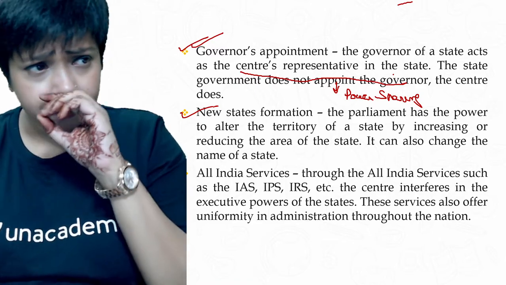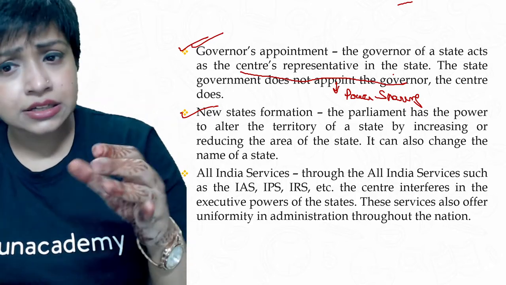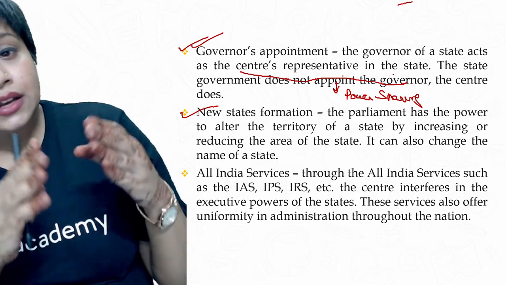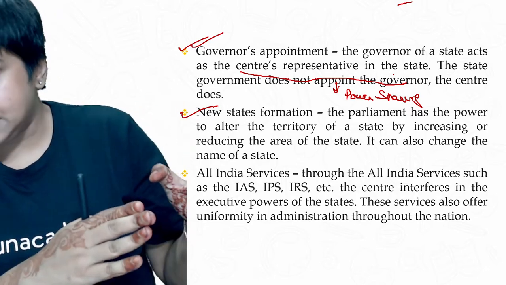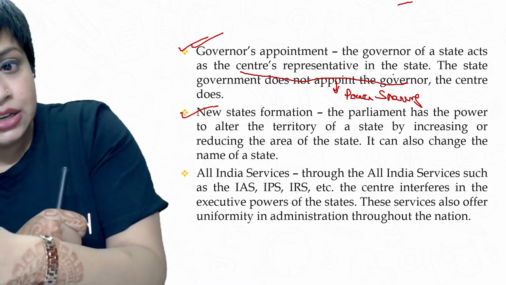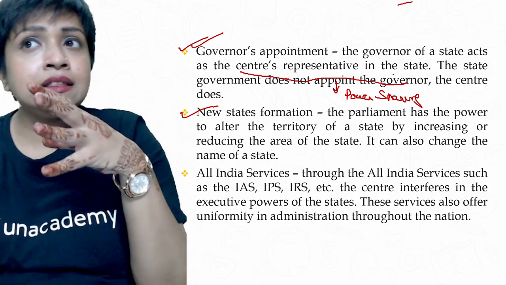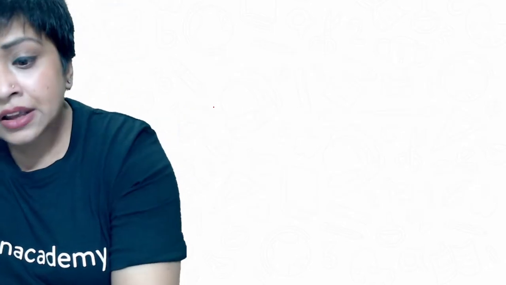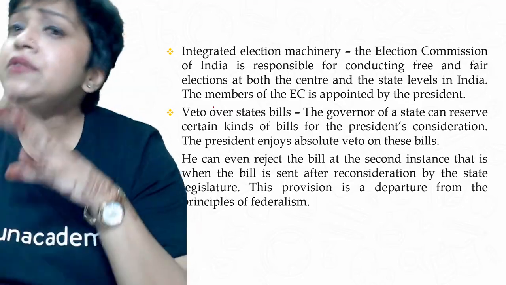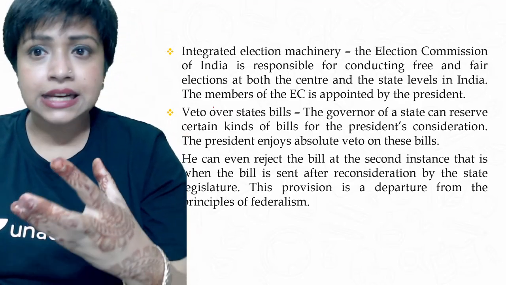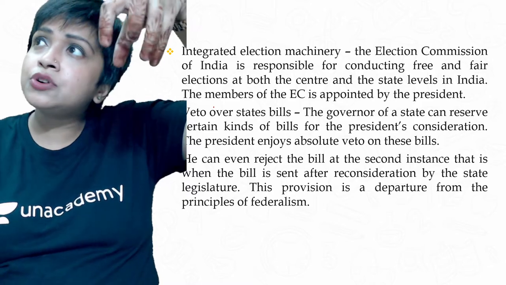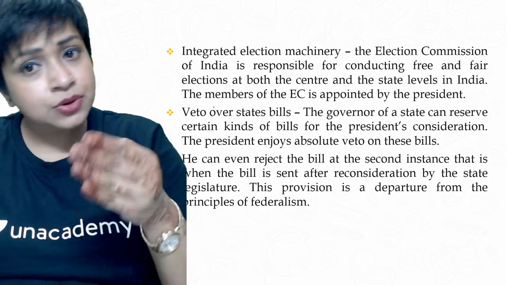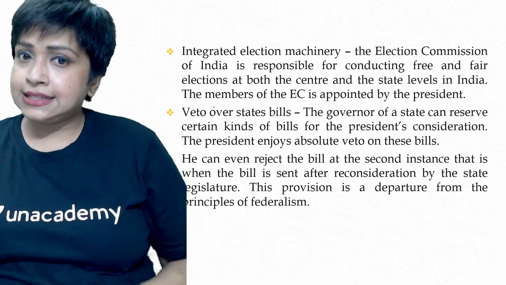Also, when we talk about your All India Services, you have the IAS officers, IRS officers, IPS officers. They are the central officers, okay, but they work in the states. So again, the demarcation of power between the state and the center is blurred. Now, even when we talk about the election mechanism, the Election Commission is responsible for conducting elections everywhere, whether it is the center or a state. We don't have separate election commissions for state and center.